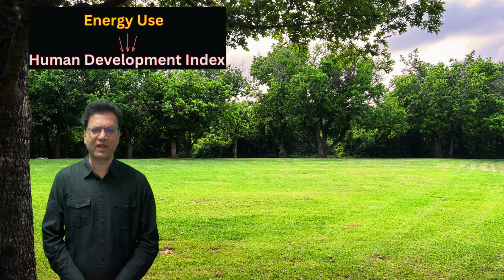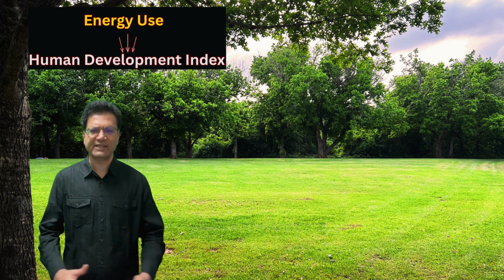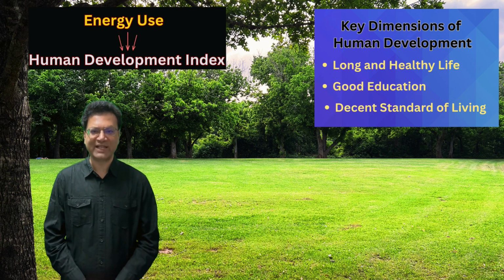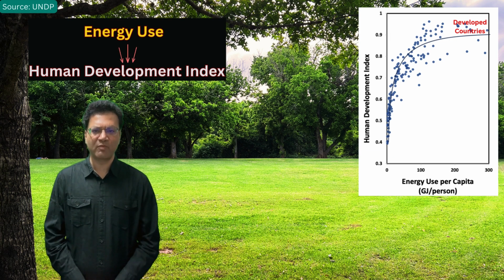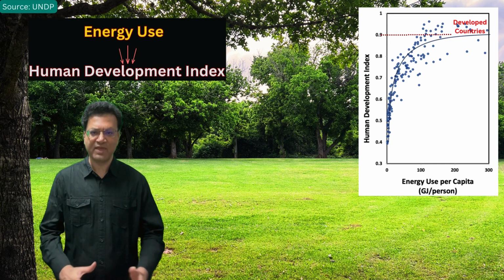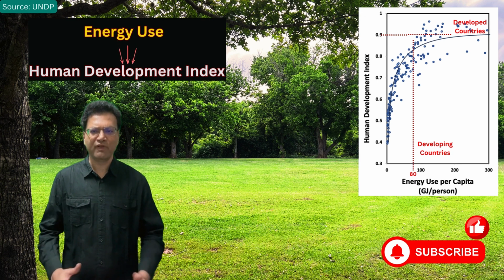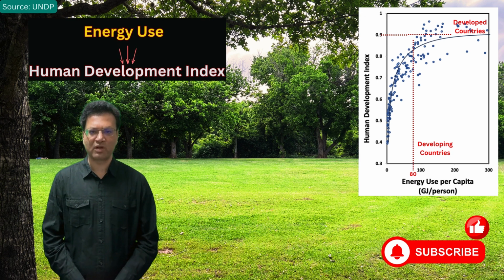Next, let us consider the impact of energy use on the Human Development Index. This index includes the key dimensions of human development such as a long and healthy life, good education, and a decent standard of living. Developed countries have a Human Development Index of greater than 0.9. Such countries use high levels of energy. None of the developed countries have an energy use level that is lower than 80 gigajoules per capita. We will call this level the poverty buster level.